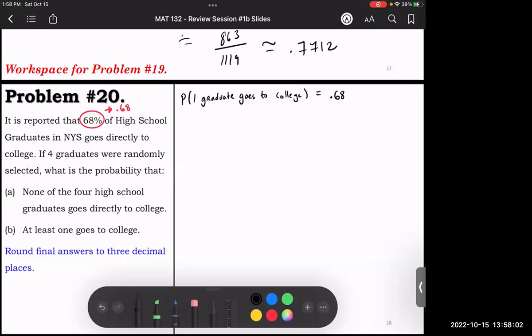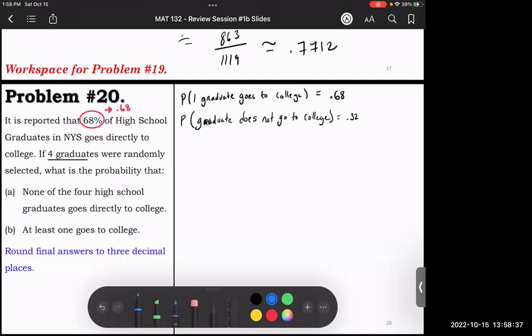In part A, we want to figure out the probability that none of the 4 people, right? We have 4 graduates being selected this time, not just 1, that none of the 4 that we select went to college. So if the probability of 1 graduate going to college is 0.68, what do you think will be the probability that the graduate does not go to college? Yes, Hillary, it has to be 0.32, right?